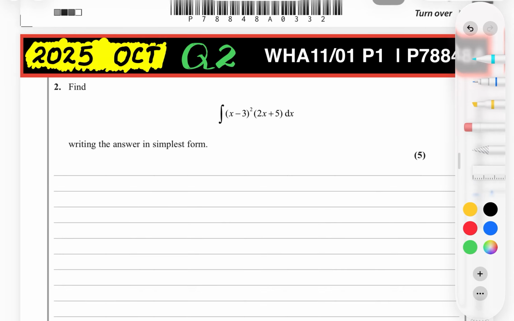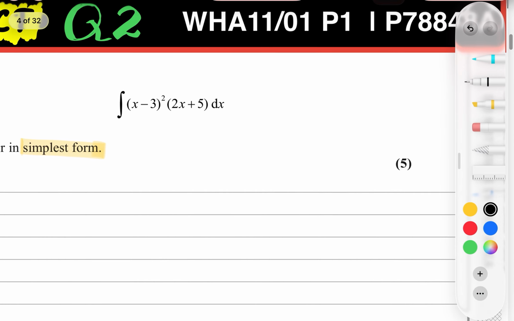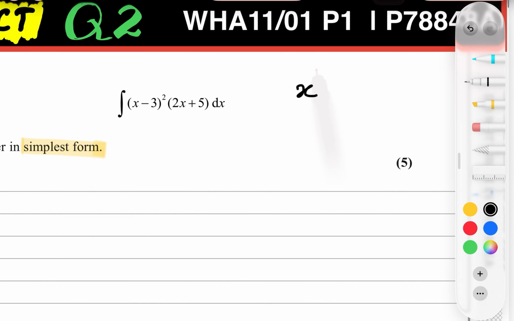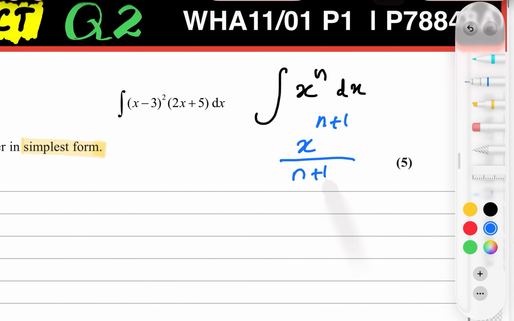Now let's start with question number 2. In question number 2, it's about integration and they're expecting the answer in the simplest format. The integration-based theory is that whenever we have a function x^n, when we integrate this function, we would get x to the power n plus 1 divided by n plus 1. So probably we'll have a c at the end, but as of now, this is our base rule.